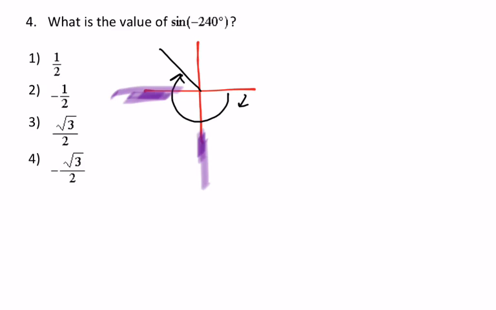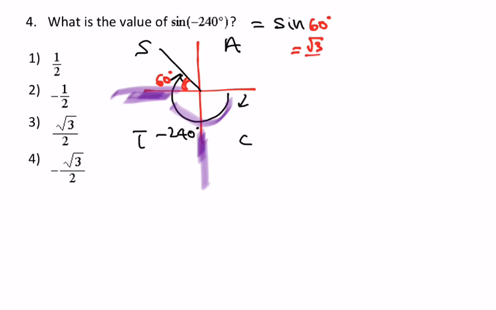Since it's in the second quadrant, is sine positive or negative? That's right, sine is positive, from the mnemonic "All Students Take Calculus." Now then, what is our reference angle? That's right, it would be 60, because up to here is 180 and we have to go to 240. So 240 minus 180 is 60. Then what is sine of 60? That's equal to radical 3 over 2, which is choice 3.